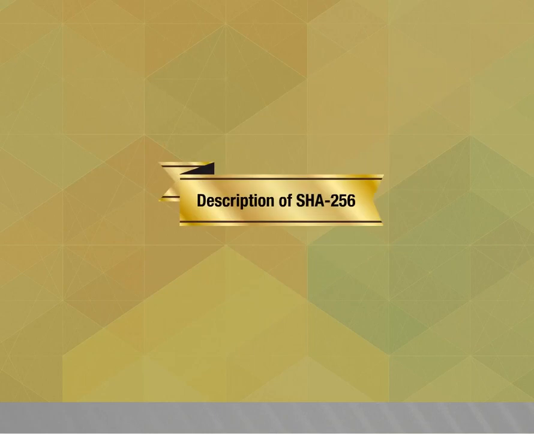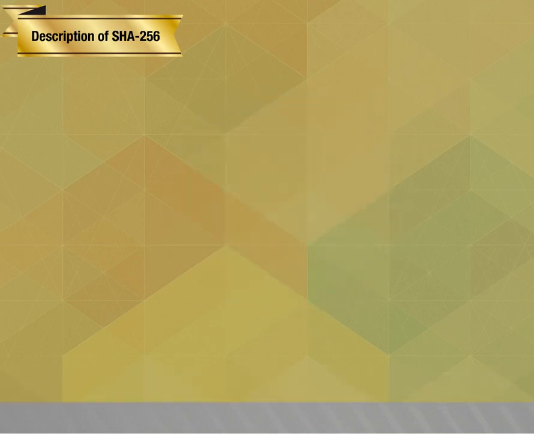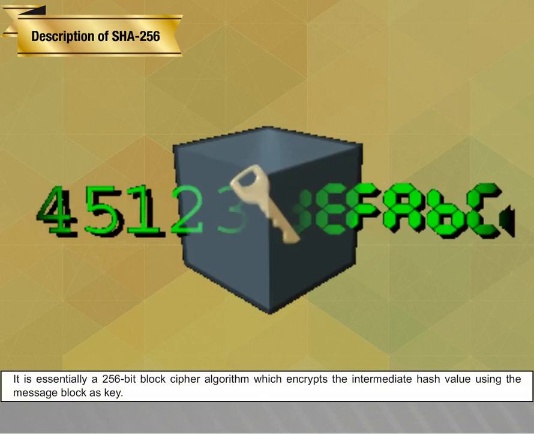Description of SHA-256. The SHA-256 compression function operates on a 512-bit message block and a 256-bit intermediate hash value. It is essentially a 256-bit block cipher algorithm which encrypts the intermediate hash value using the message block as key.